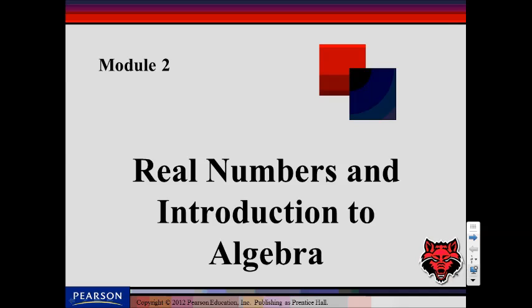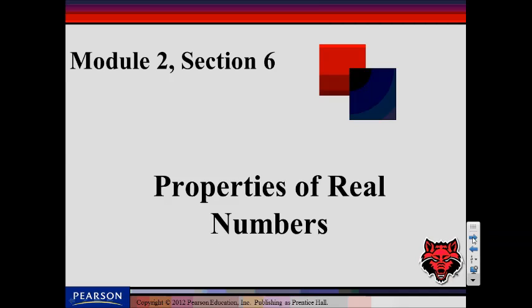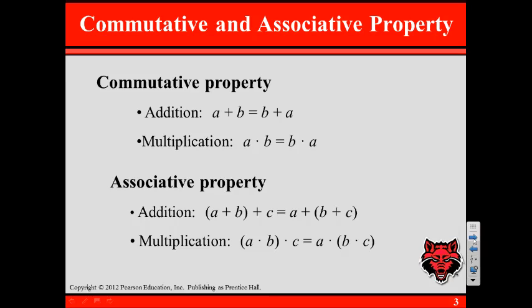In Module 2, Section 6, we will discuss three properties of real numbers: the associative property, the commutative property, and the distributive property. Now, some of these properties you will be familiar with even if you didn't know their names. Let's start by defining the commutative property.